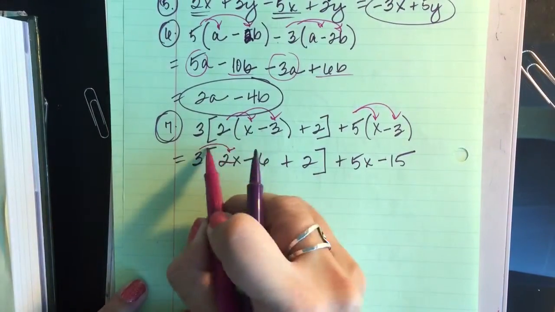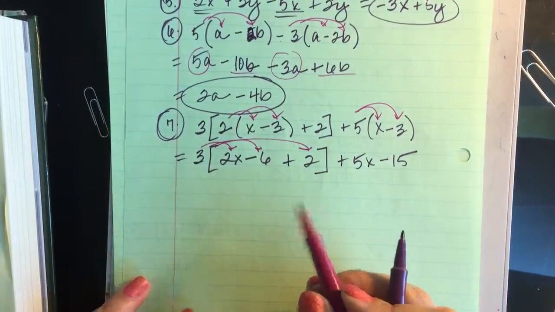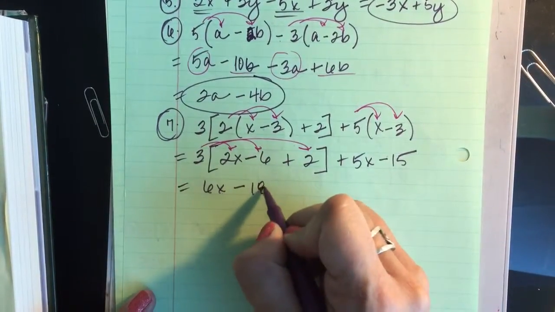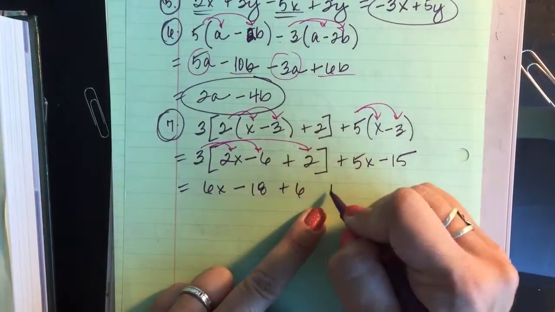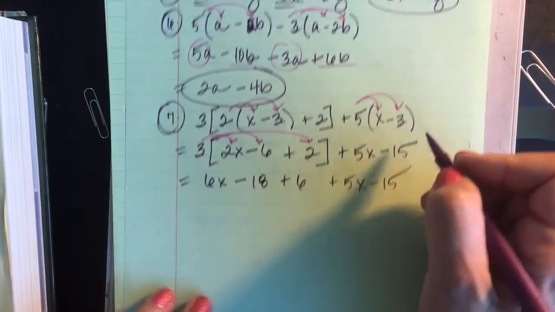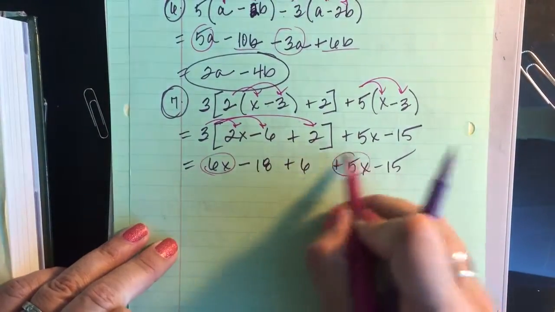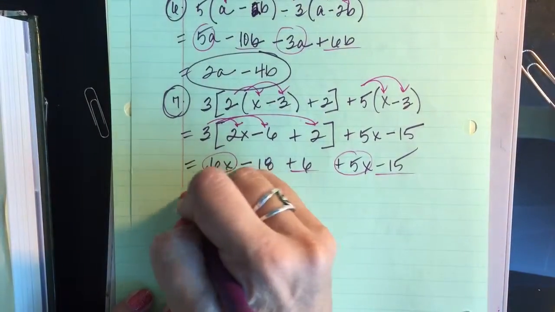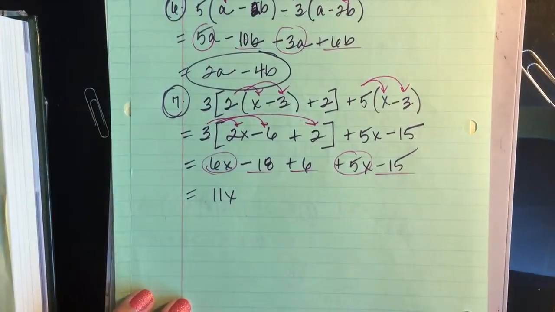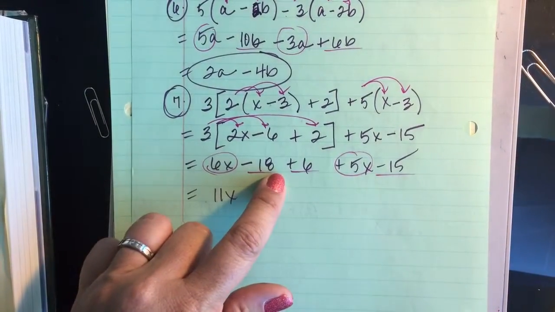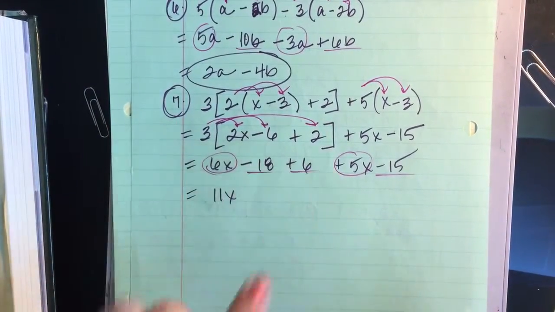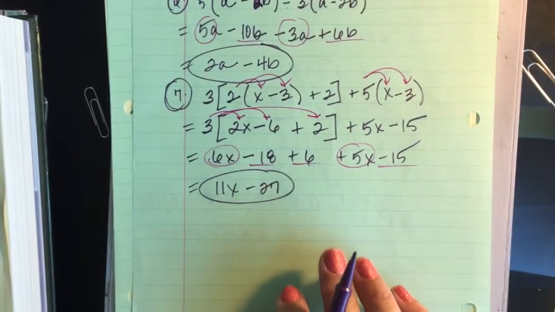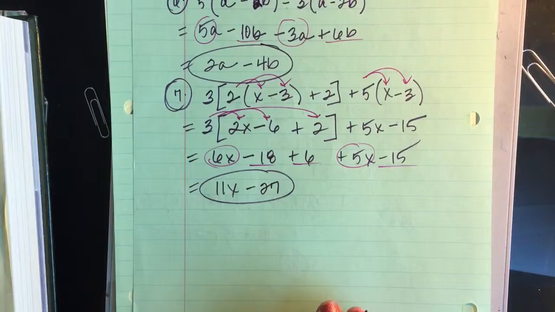Now, this 3 gets distributed through this entire set of stuff in brackets. So 6x minus 18 plus 6. And now over here, I'm just going to bring down my 5x minus 15. Then I've got to start looking for like terms. Okay, I've got 11 x's. And I'm going to use my calculator, negative 18 plus 6 minus 15, 11x minus 27. So doing all the work, but then going to my calculator to collect up those integers.